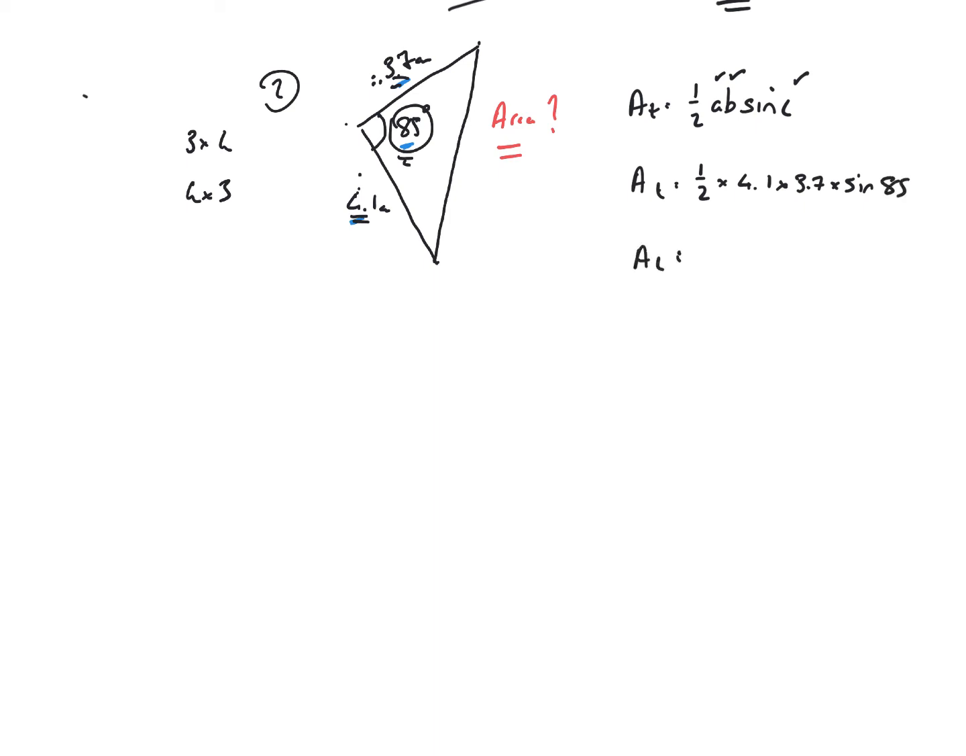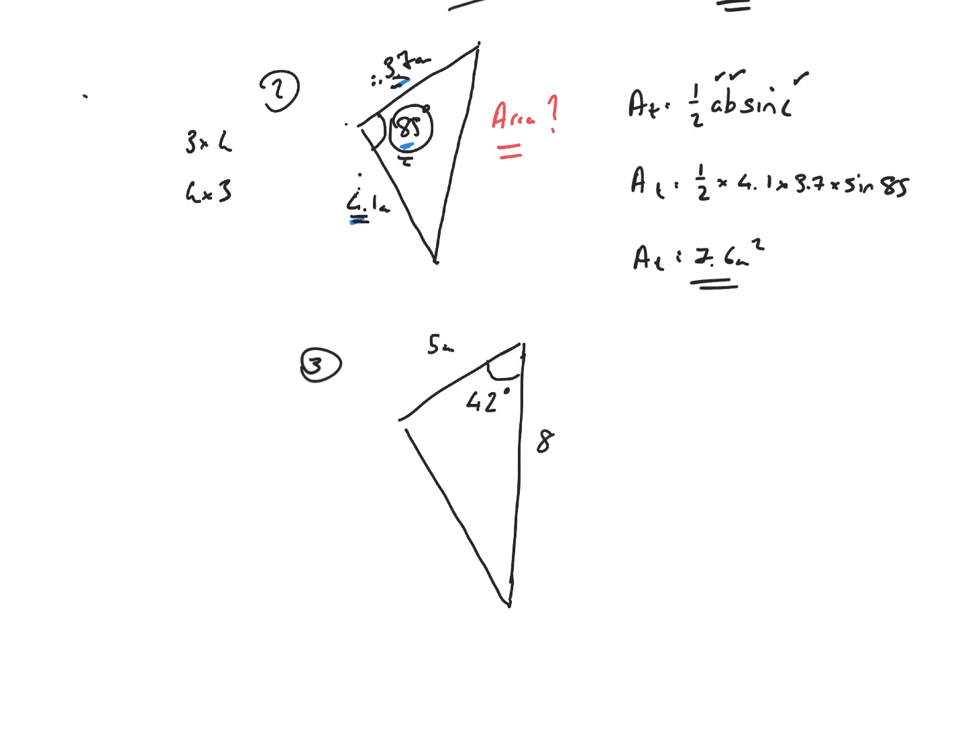And again, let's put that into the calculator to get, to 1 decimal place, 7.6 square centimetres. Let's try one final example. And we're going to find the area of this triangle here. So the angle here I'm going to say is 42 degrees. That's 5 centimetres, 8 centimetres and 7 centimetres.